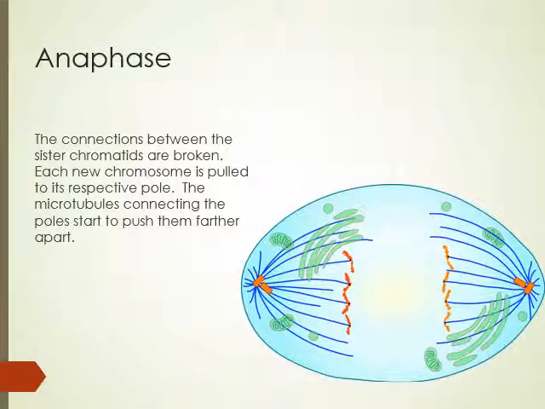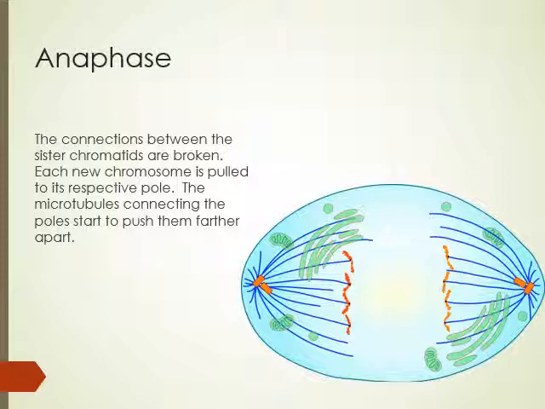Next up is anaphase. Ana means without. Here we're going to pull these things apart. You're going to take the two sister chromatids and the chromosomes and rip them apart from each other. They get pulled to either end of the cell.